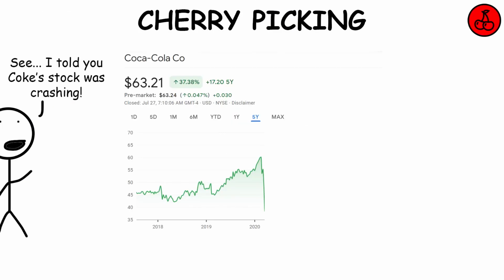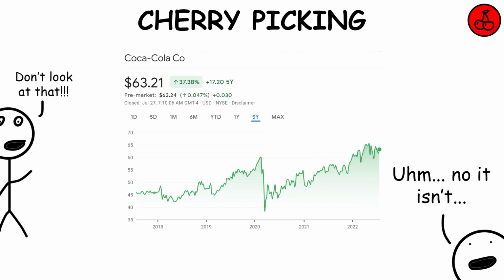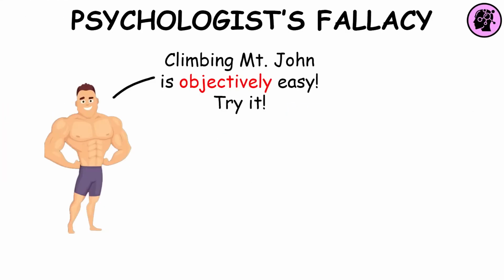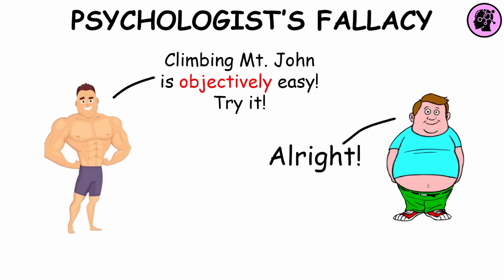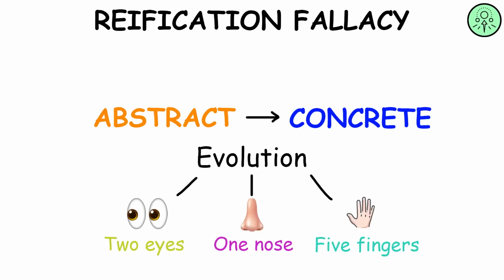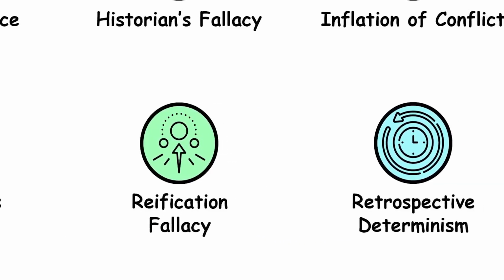Cherry picking. It's the act of pointing to individual cases or data that seem to confirm a particular position while ignoring a significant portion of related and similar cases or data that may contradict that position. Psychologist's fallacy. It's a fallacy that occurs when an observer assumes that his or her subjective experience reflects the true nature of an event. Reification fallacy. It happens when an abstract concept is treated as if it were a concrete, real event. Something like saying that evolution selects which traits are passed on to future generations, while evolution is not a conscious entity with will.